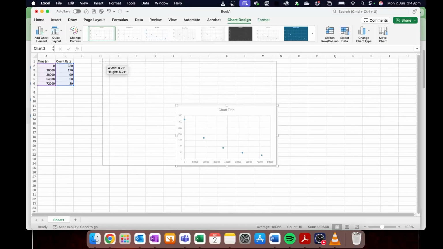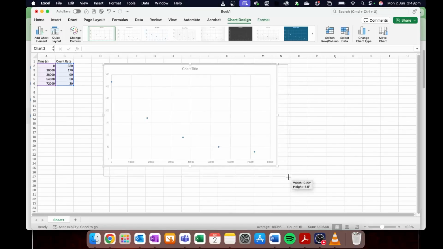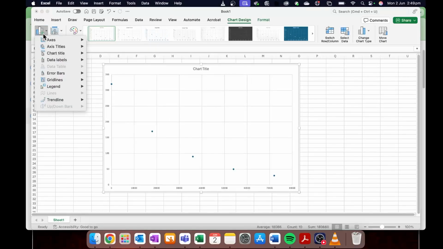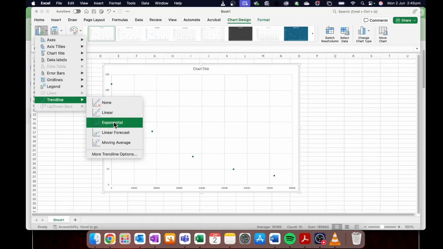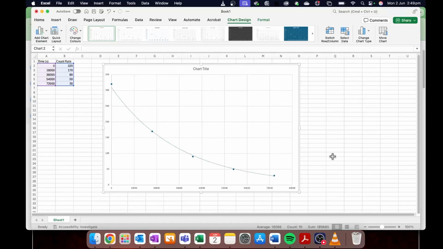I'll expand that, and then just to make our life easy, I will also put a trend line on there. So it's a decay, so that needs to have an exponential trend line. So we're going to put exponential, and go from there. So we essentially have here a trend line starting at 320.